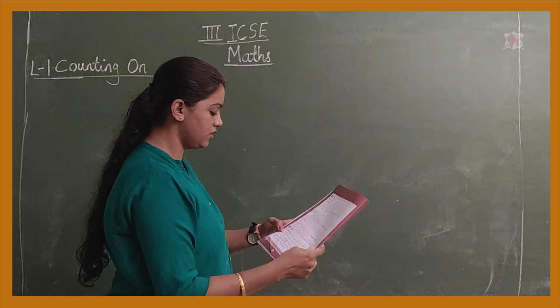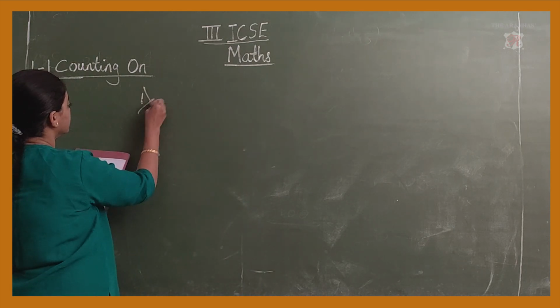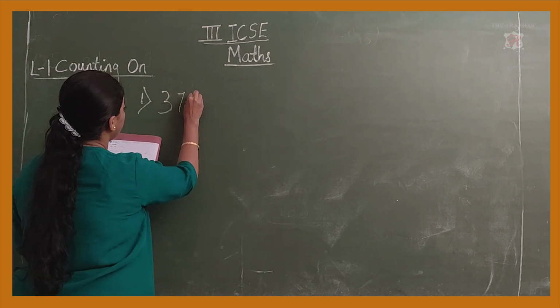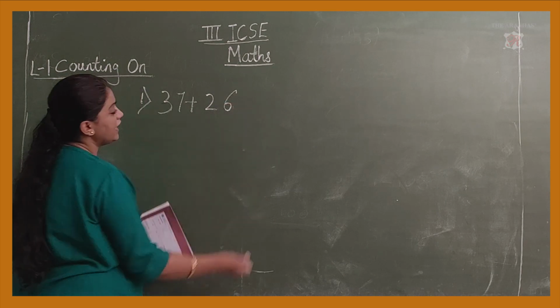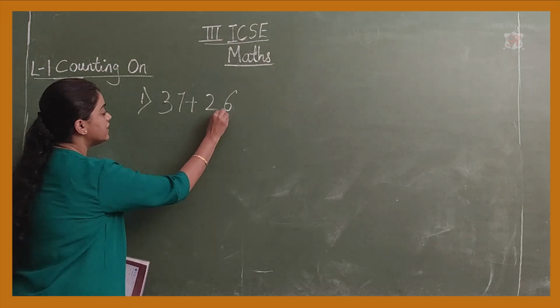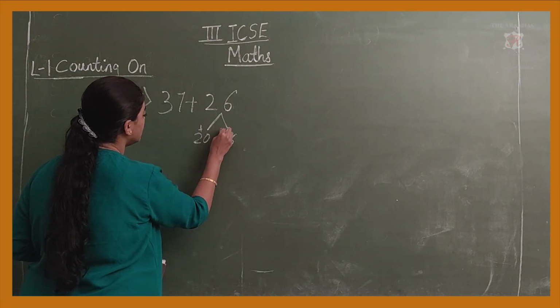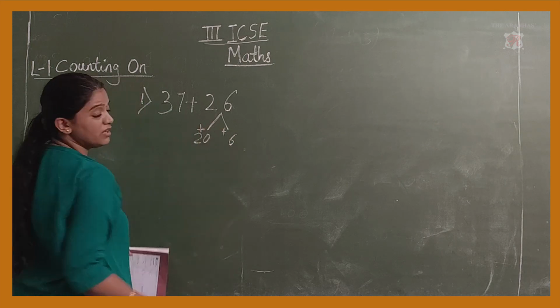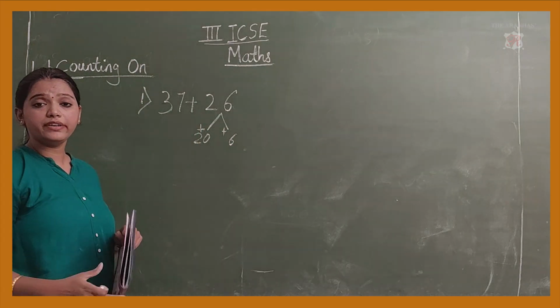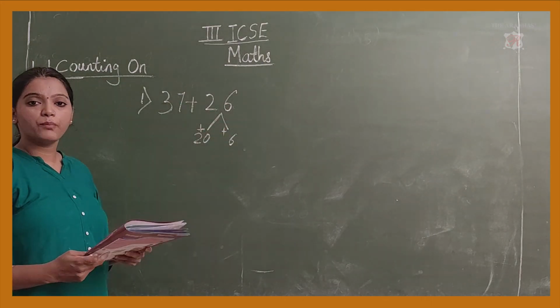First one, 37 plus 26. Now again you have to split this 26 in such a way that you get the nearest landmark number. 20 and 6 becomes your 26. Now every time you are not needed to draw that landmark number line. Now we will solve it in a proper way.